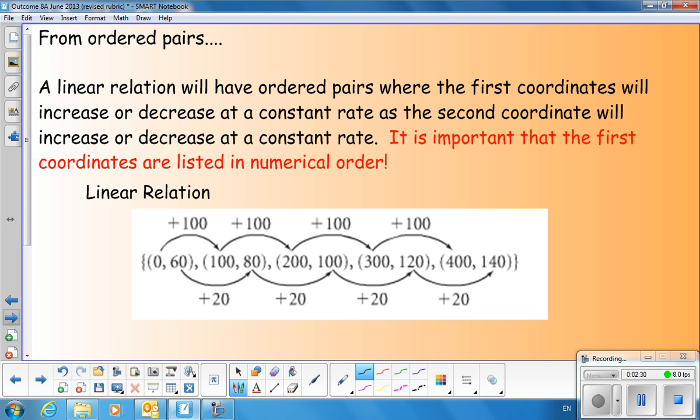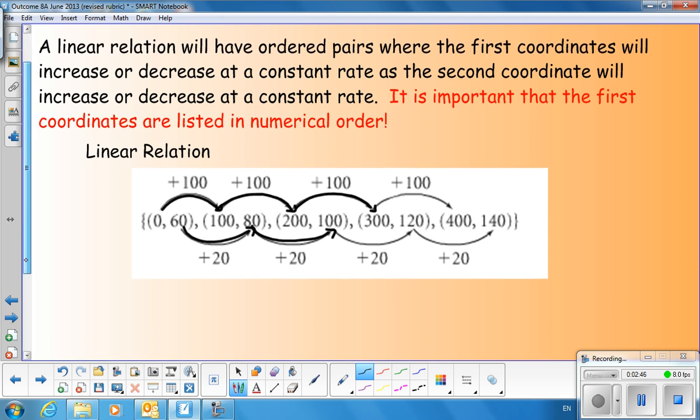So if we look at the jump in x values, each step in this linear relation increases by 100. We then need to check our y values. So that increase in each step is 20. Both of them increase by a constant amount, so it is a linear relation.